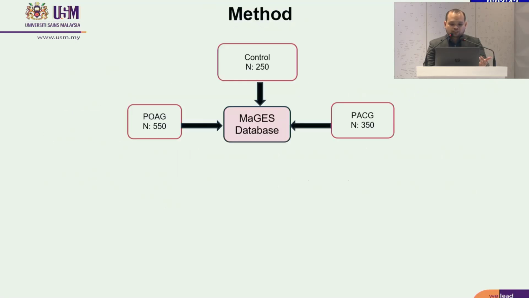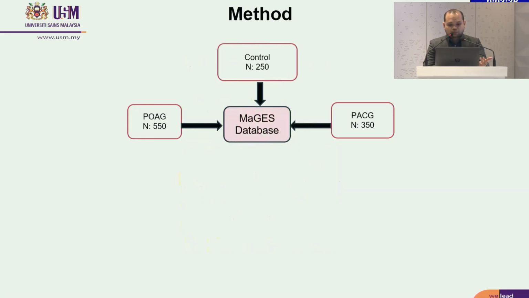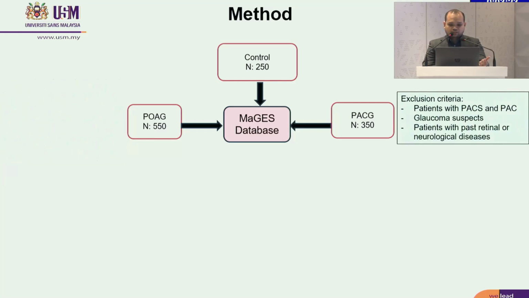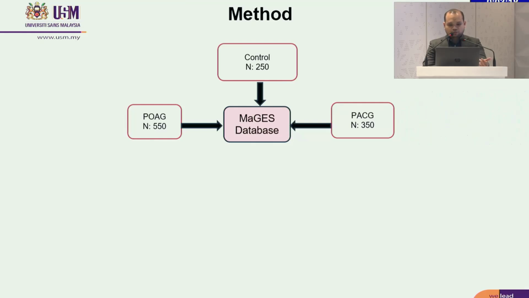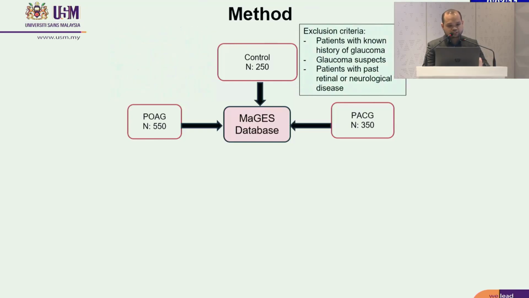This is a post hoc study based on the Malay Glaucoma Eye Study database. From that, we identified about 750 samples from the primary glaucoma. These are the inclusion criteria, and this is the exclusion criteria for the sample. And for control, we have a total of 250. These are the inclusion criteria. And this is the exclusion criteria.